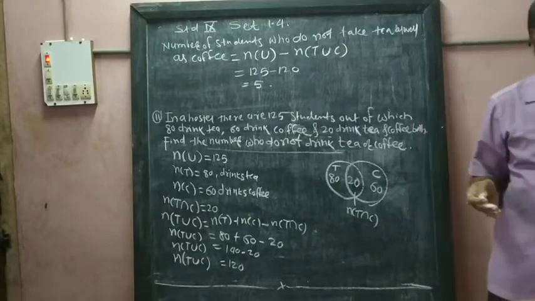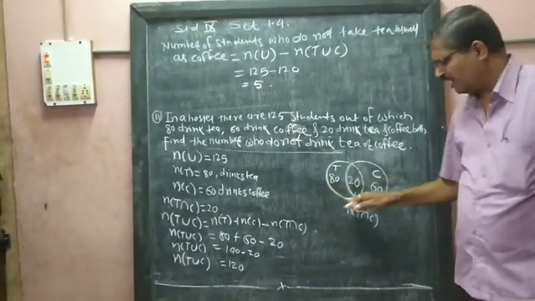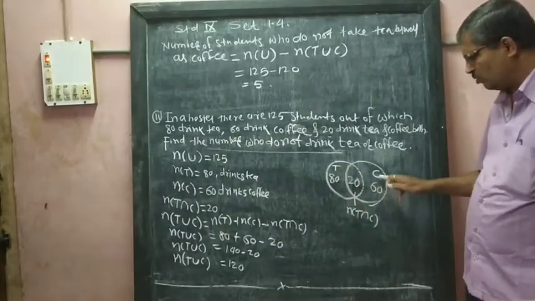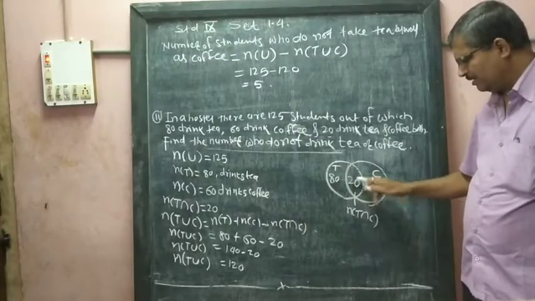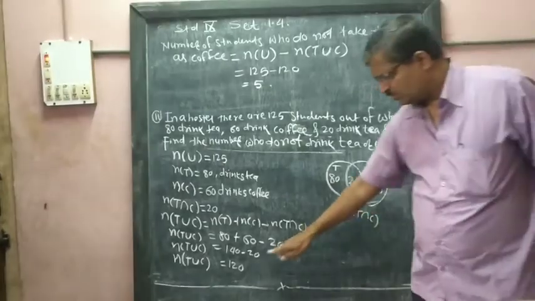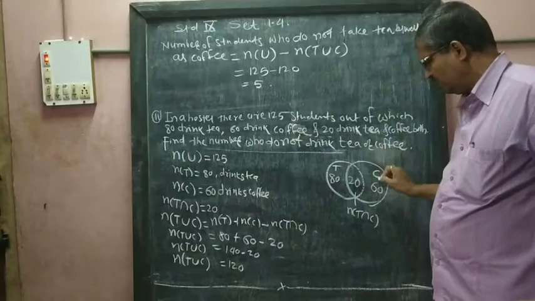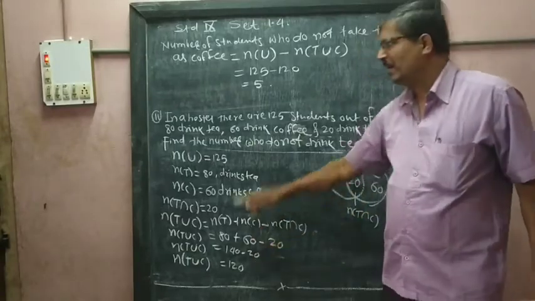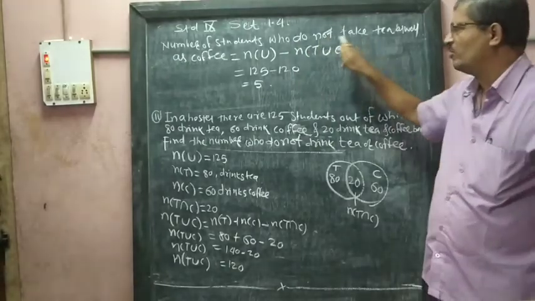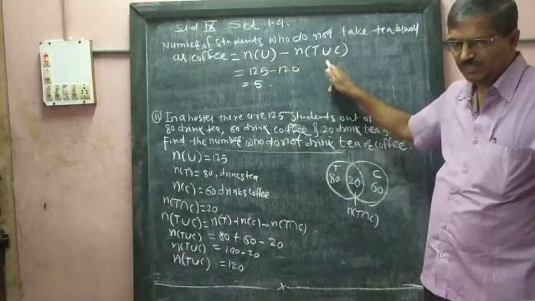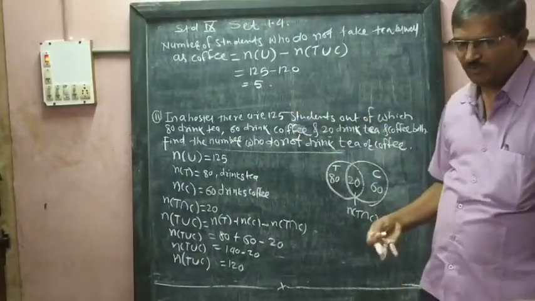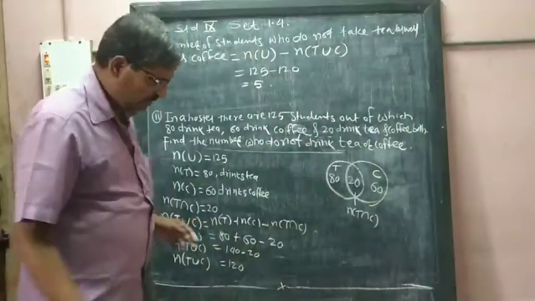Understand how this question is solved? I have used a Venn diagram also. In this Venn diagram, students who are drinking tea is 80 given, students who are drinking coffee 60 given, and the intersection set is given as 20. So 80 plus 60 minus 20 is T union C, which is 120. At last you want to find who do not take either tea or coffee. For that, universal set minus union set. Then you will get the answer. Similarly, there is a next question. We will solve it also.